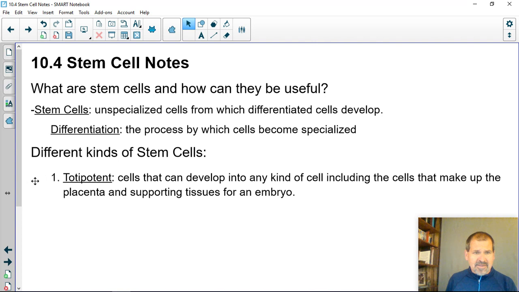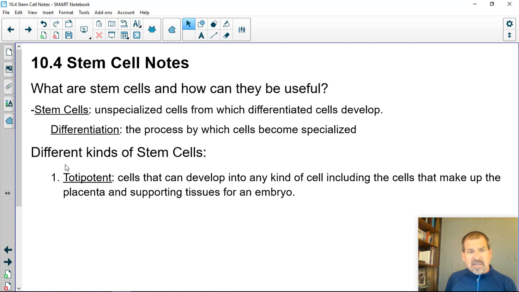All right, so like literally indent here, number 1, underline the word totipotent. So the word is totipotent, the root word toti meaning total. These are the most useful cells. These are the cells that can develop into any kind of cell, including the cells that make up the placenta and the supporting tissues for an embryo.